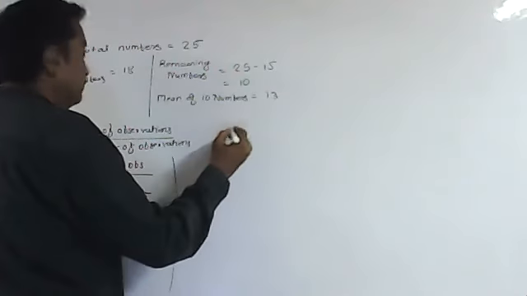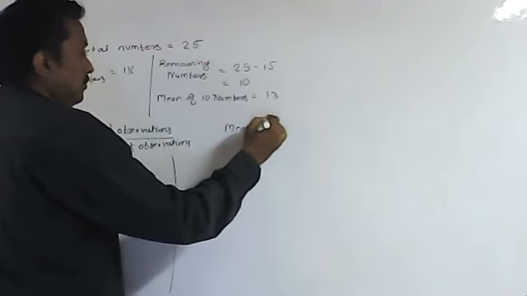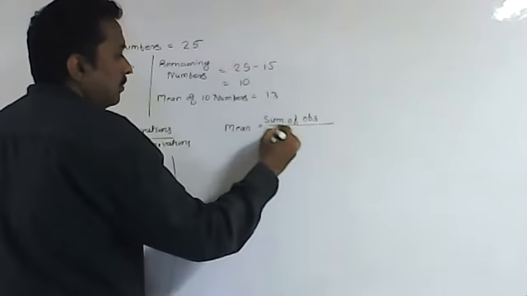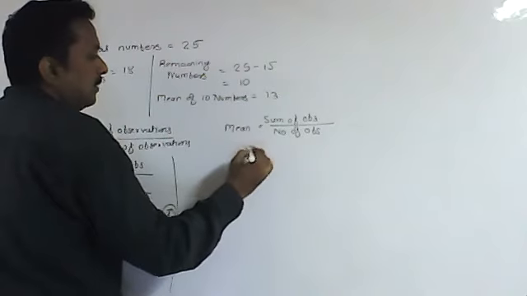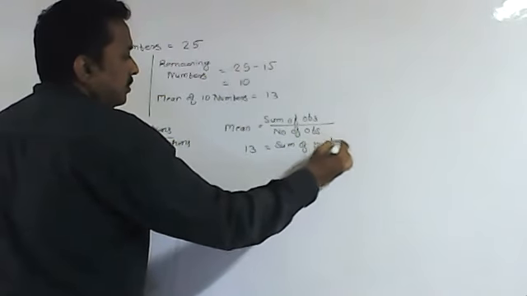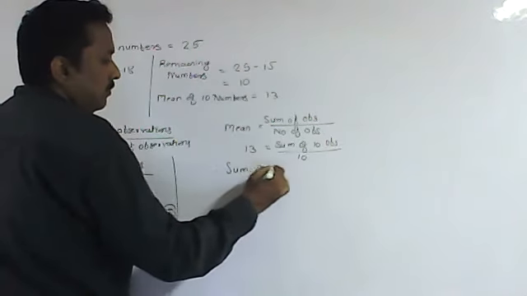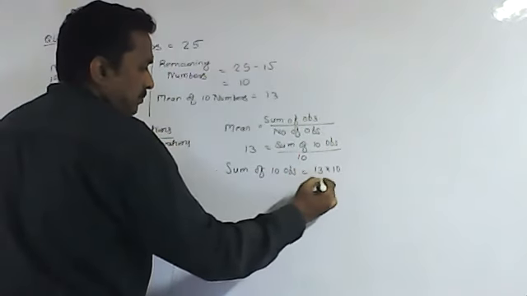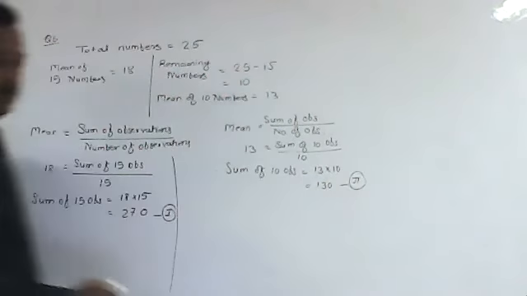Same here also, again mean is equal to sum of observations upon number of observations. So the mean of 10 numbers is 13. Sum of 10 observations upon 10. So we can say that the sum of 10 observations is equal to 13 into 10, which becomes 130. This is the second, and that was the first.